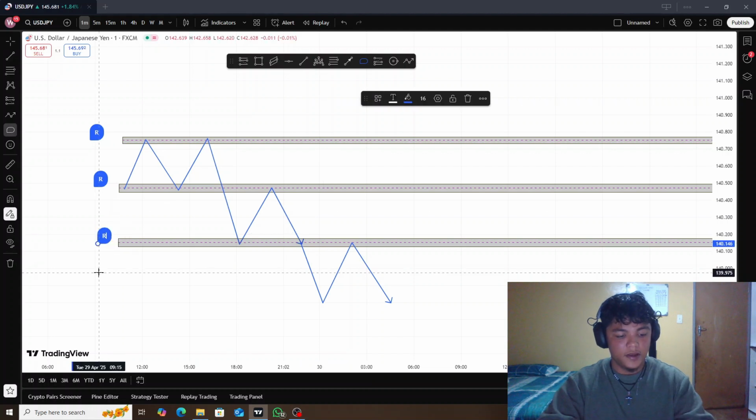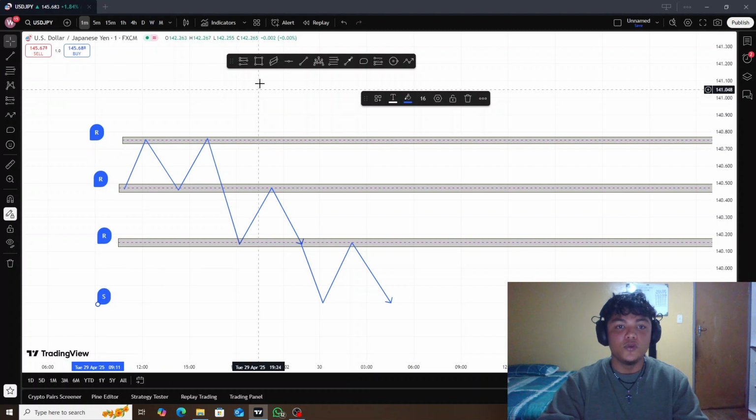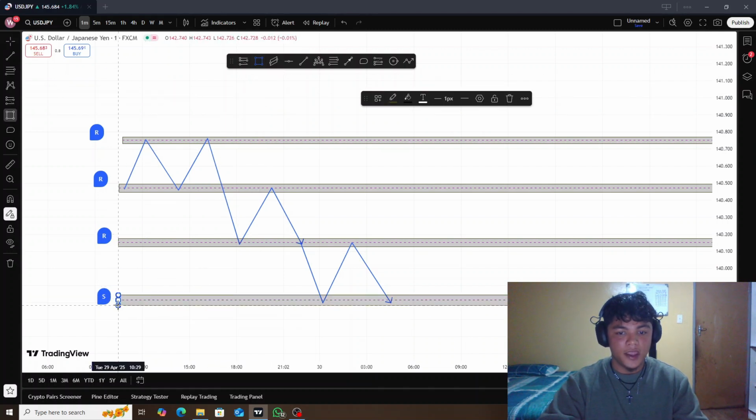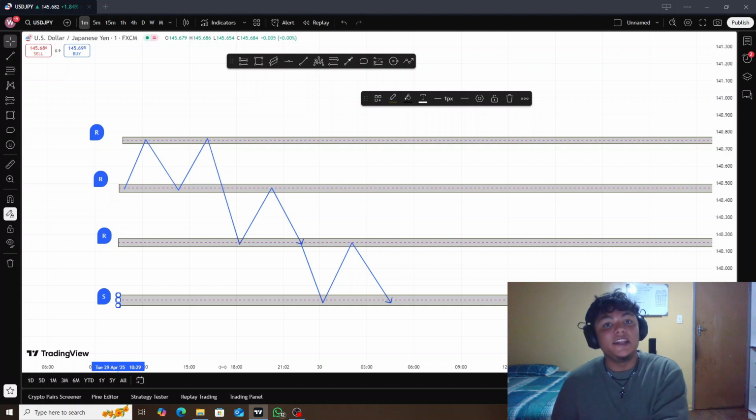Resistance, and this would be your new support. Because now we are working with two new zones. And as you can see, this is when the market is trading down. It's going down. It's in a downtrend.